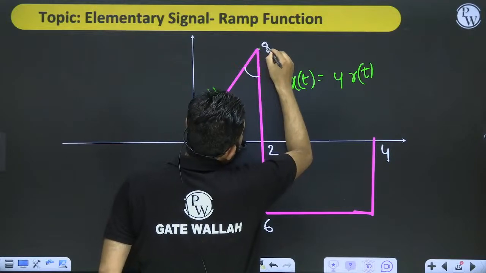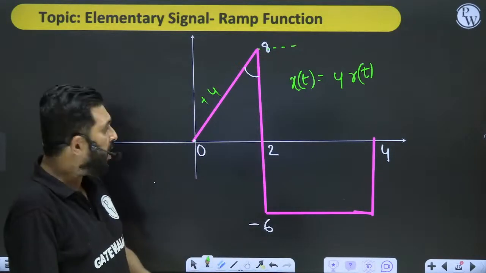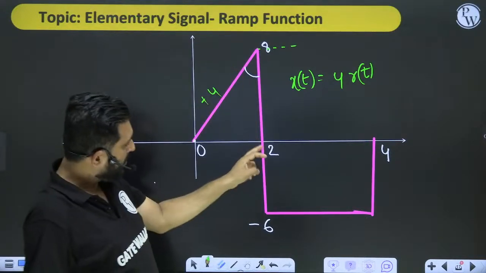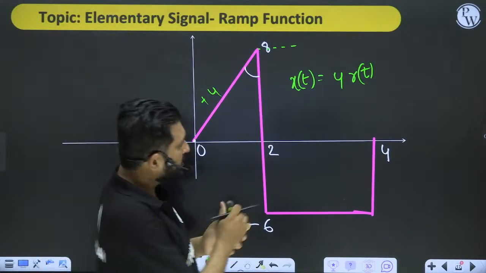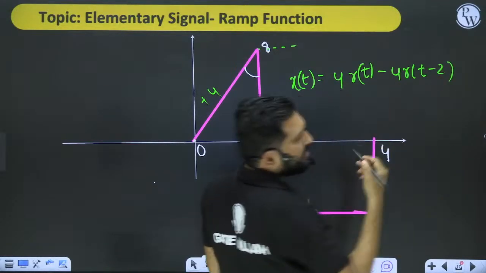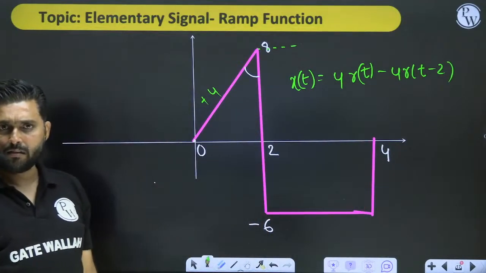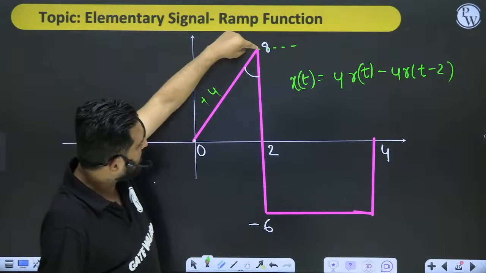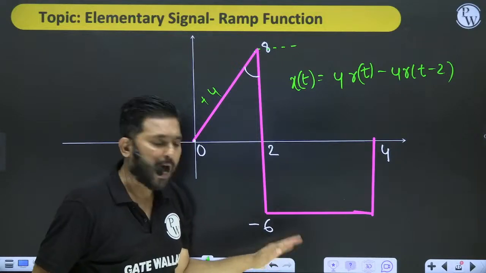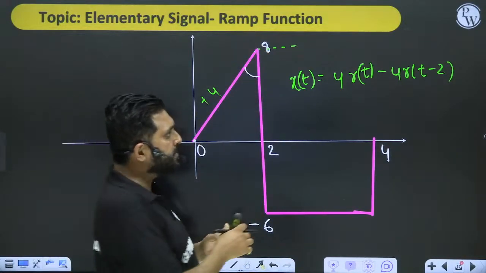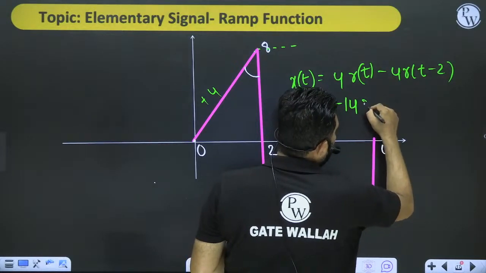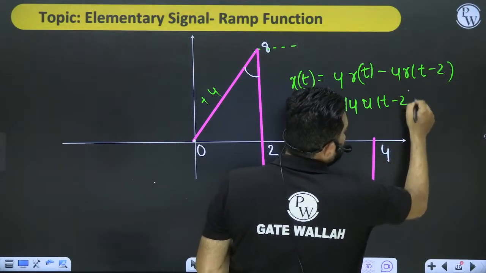It first cancels to 0, and now you have a jump. See, you have a jump. How much jump? See, at 2, what is happening? First you cancel this, minus 4 r(t minus 2). Now this is a line parallel to the x-axis. Tell me what is the jump? See, what is this value? 8. And where you have to go? Minus 6. Upper value is minus 6, lower value is 8. This means that this should be minus 14 u(t minus 2).